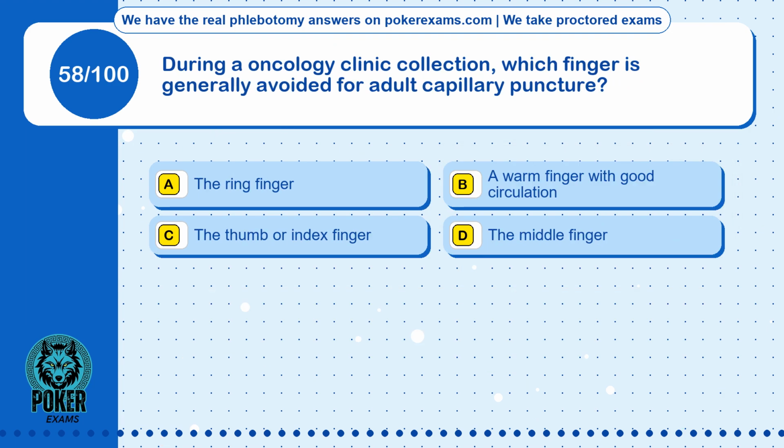Question 58. During an oncology clinic collection, which finger is generally avoided for adult capillary puncture? Option A. The ring finger. Option B. A warm finger with good circulation. Option C. The thumb or index finger. Option D. The middle finger.